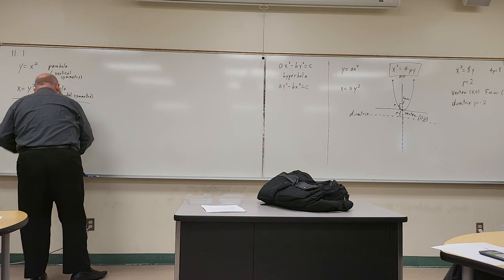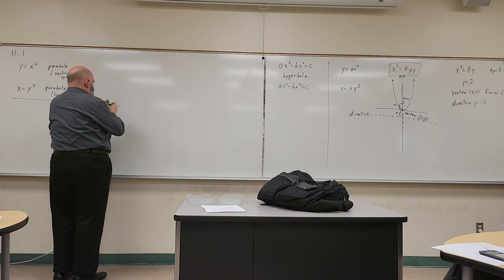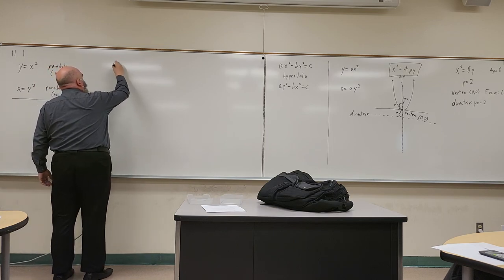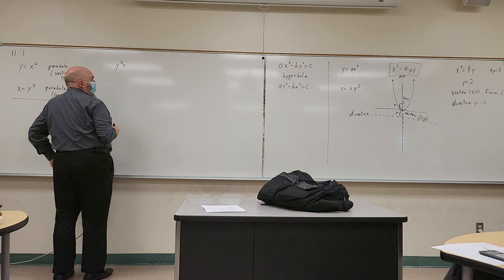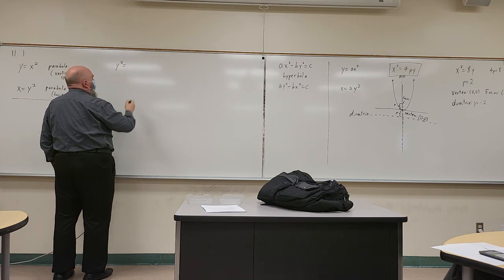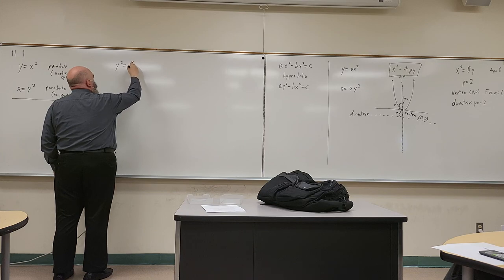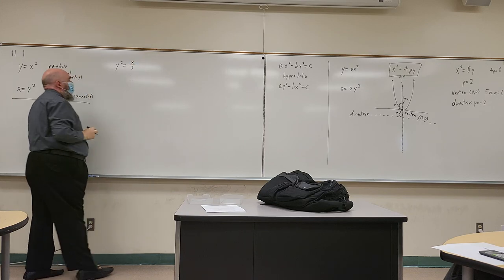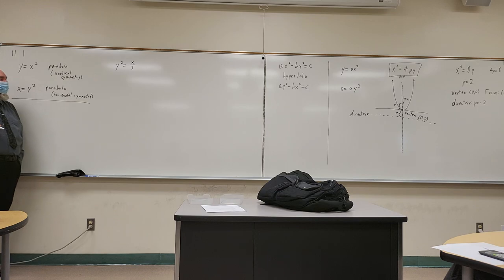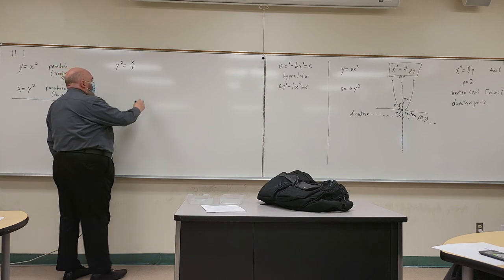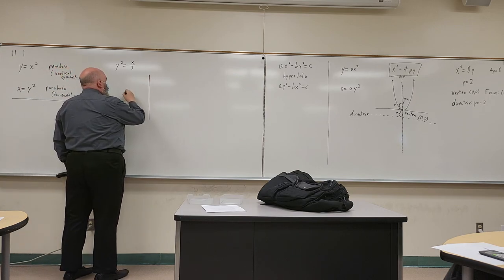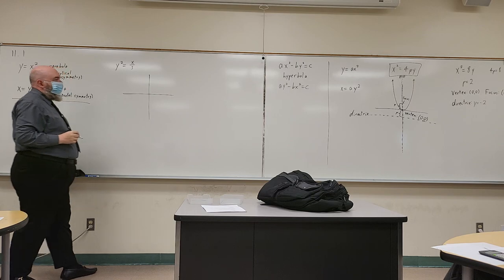So consider y squared equals x over 3. This is a parabola. Because y is squared, x is not. That always tells you we're looking at a parabola. One of the variables is squared, the other is not. If I graph it, what would it look like, roughly speaking?